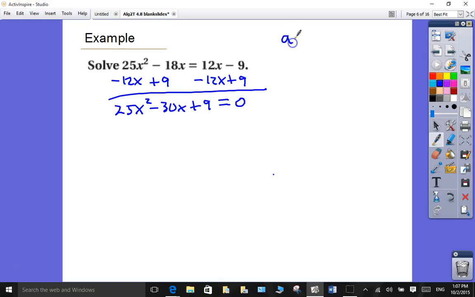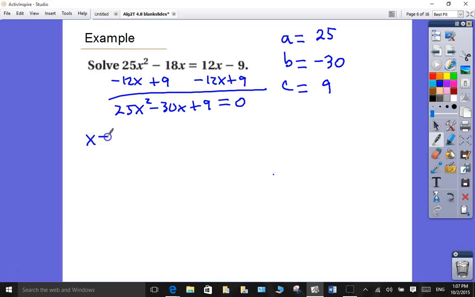Right, what is the value of a? What is the value of b? What is the value of c? a equals 25. b equals negative 30. c equals 9. So put all that into the quadratic formula. It'll look like this.